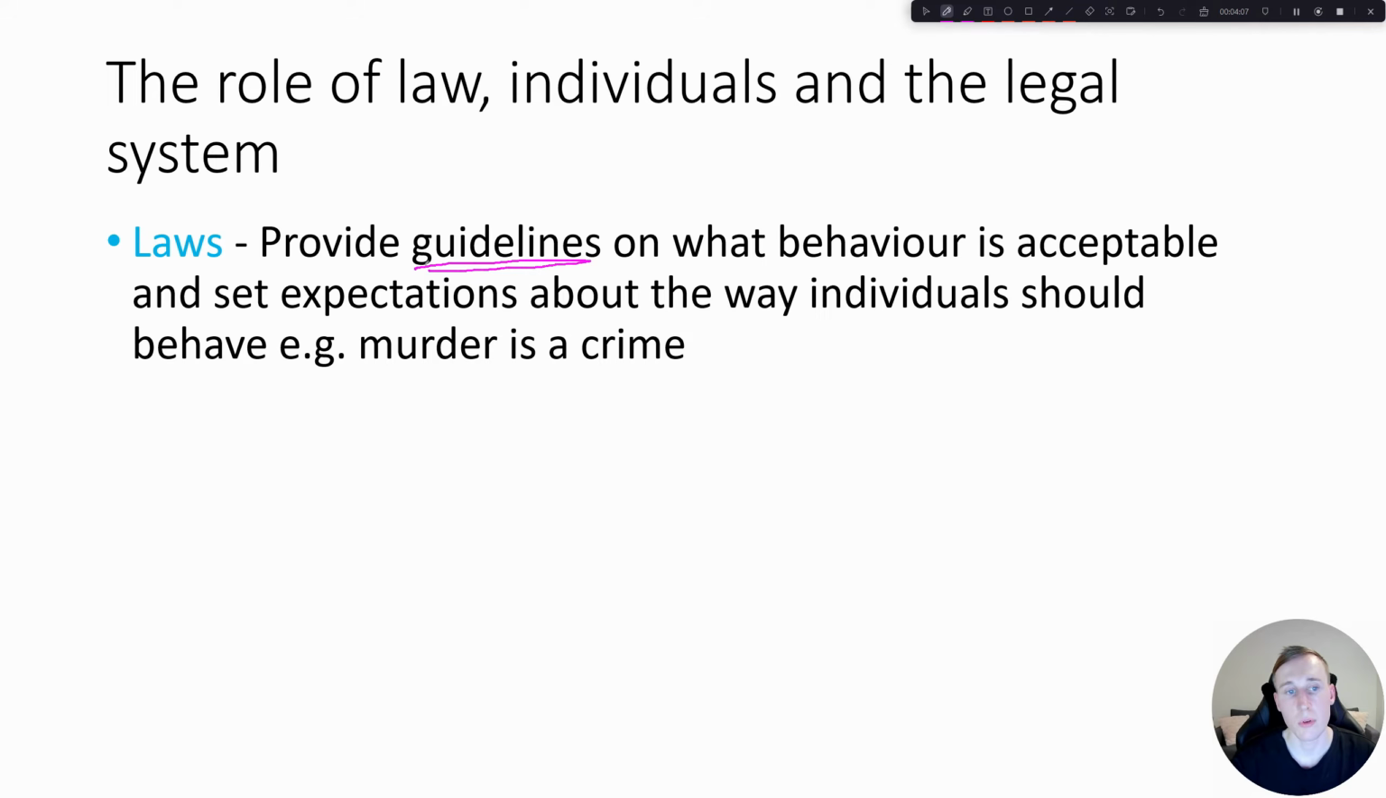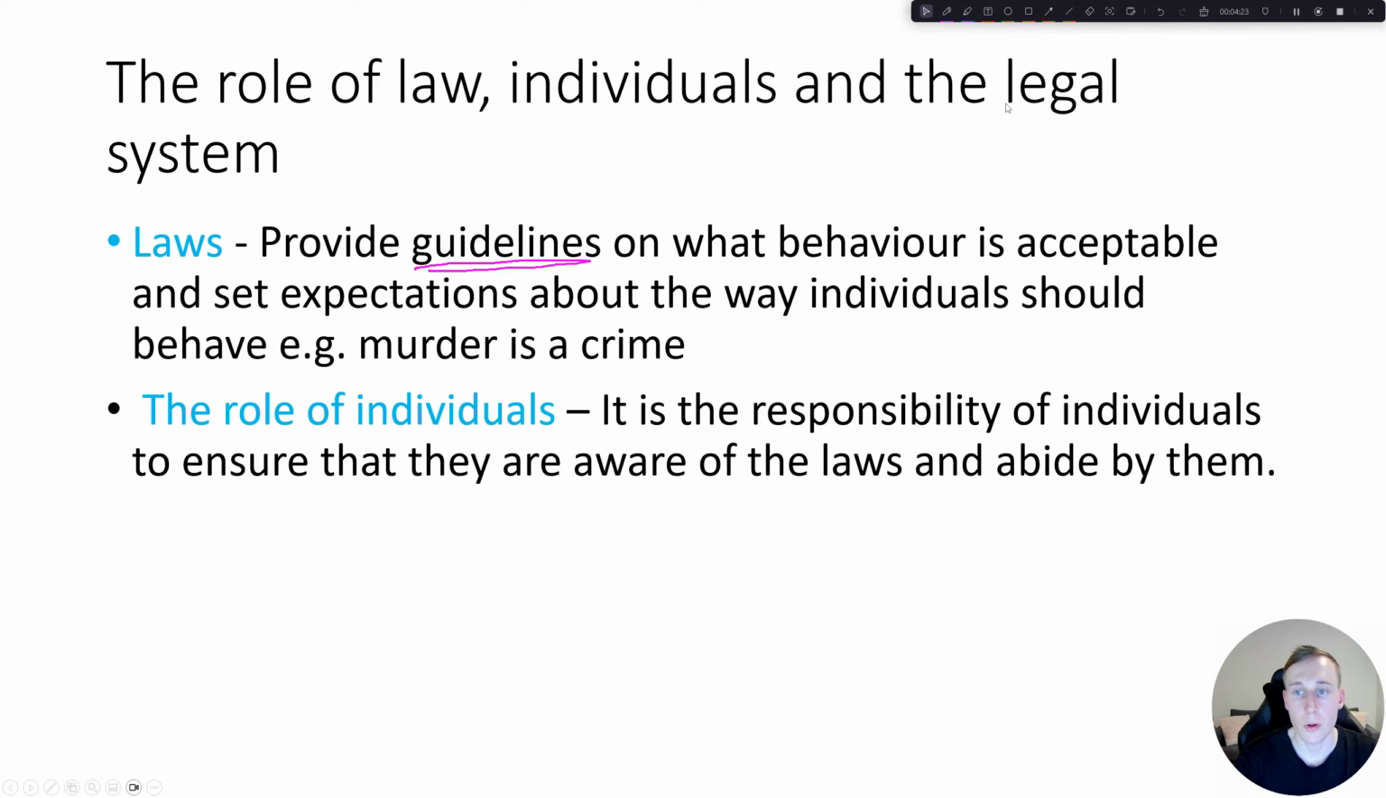So an example, really simple to understand, is something like murder. We know murder is against the law and there's obviously very severe punishments for committing that offense. So generally speaking, most people are aware of that law and choose not to break it due to the harsh consequences.